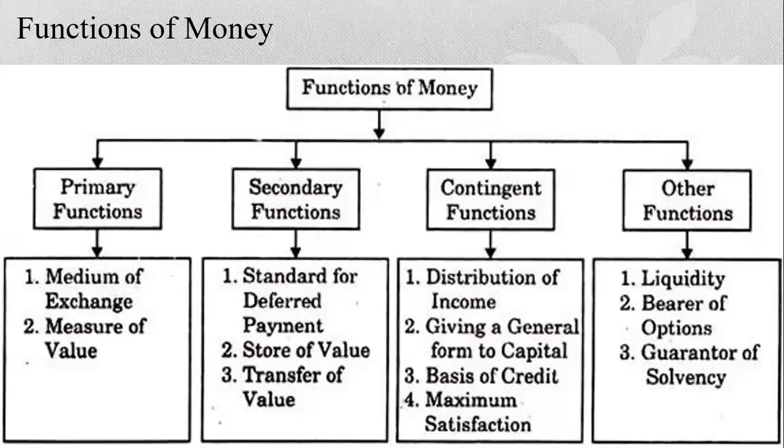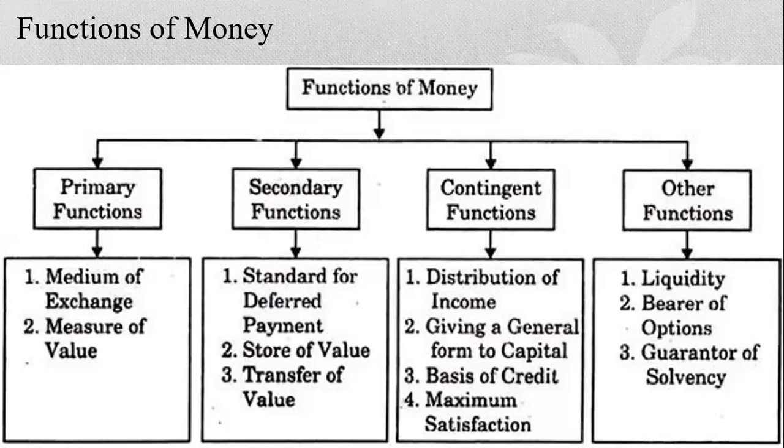Third one is contingent functions. Under this, first is distribution of income. When we say distribution of income, it is related to the production function also, because production has become wide and complex in the present era. For production, you need various sources of production, and you need to pay for them. Okay, and when your final product is ready, you will sell it. And that money you will pay in the form of rent or wages or salaries. So distribution of income is possible with the existence of money.